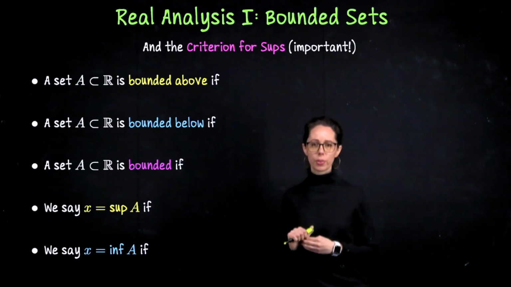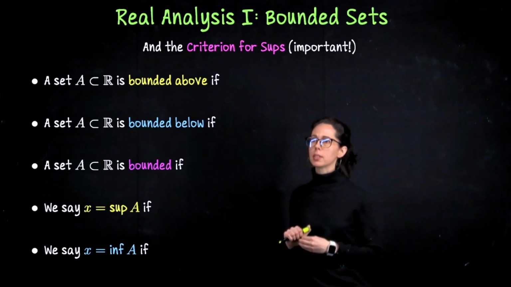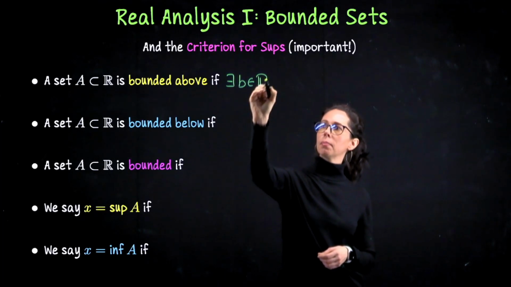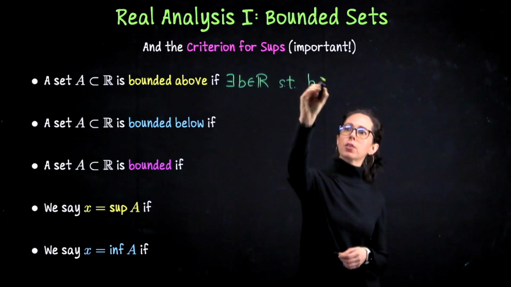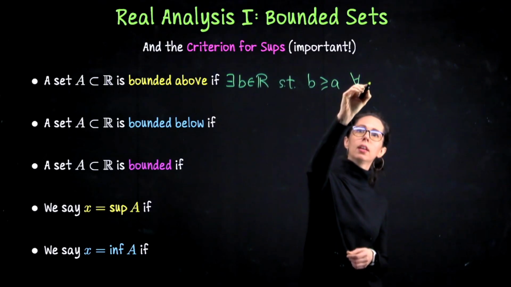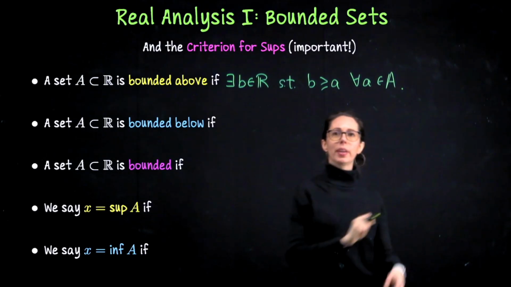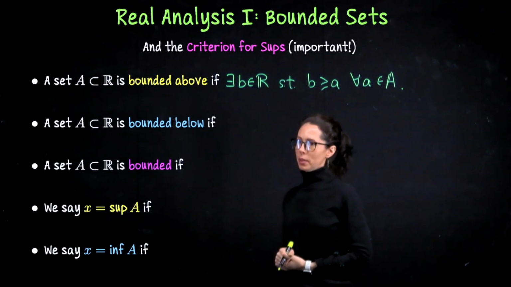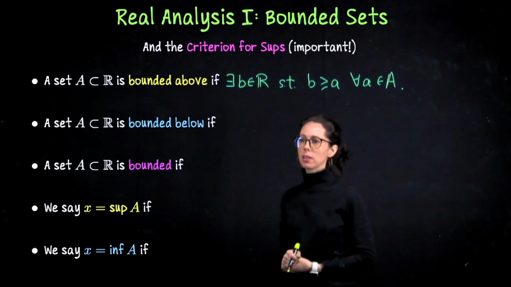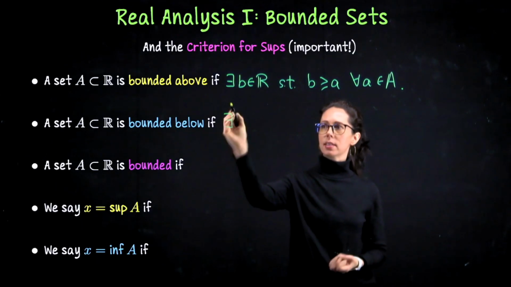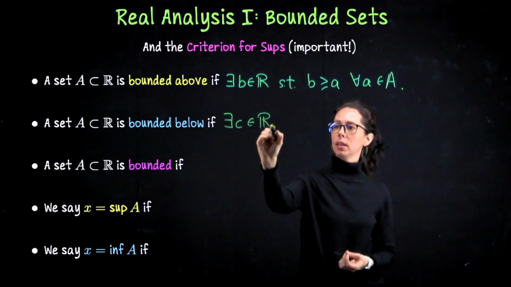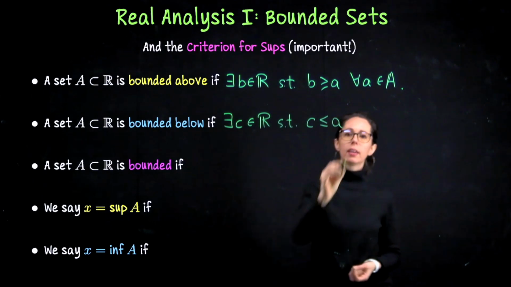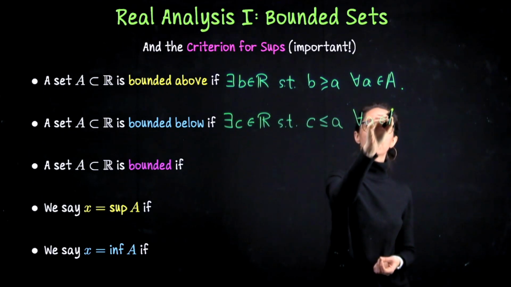So first, let's just quickly run through this vocabulary. We say that a set A of real numbers is bounded above if there exists some real number B so that B is greater than or equal to a for all a in the set A. So here, little a is an element belonging to the set capital A. Similarly, we say that a set A is bounded below if there exists a real number C such that C is less than or equal to all elements little a, where little a belongs to the set A.